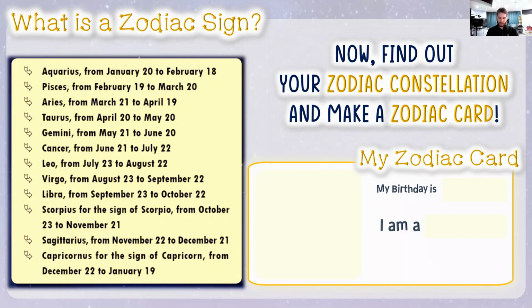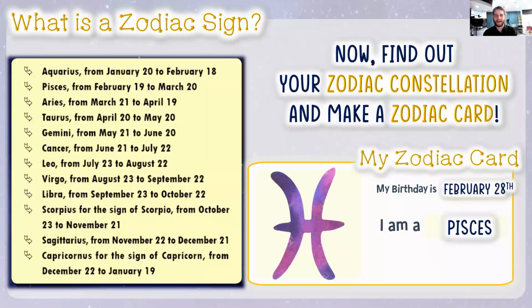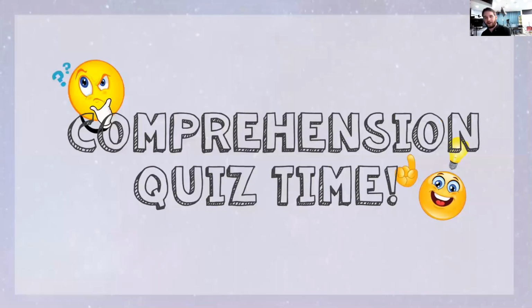So here's your zodiac card here. So for example, my birthday is, you can say February 28th. In that case, you are a Pisces, and you can draw your little symbol there too, and you can cut the card out and you can show people what your zodiac sign is. And that's very interesting. A lot of people want to know what their zodiac signs are. So let's go on to the last part, our comprehension quiz.